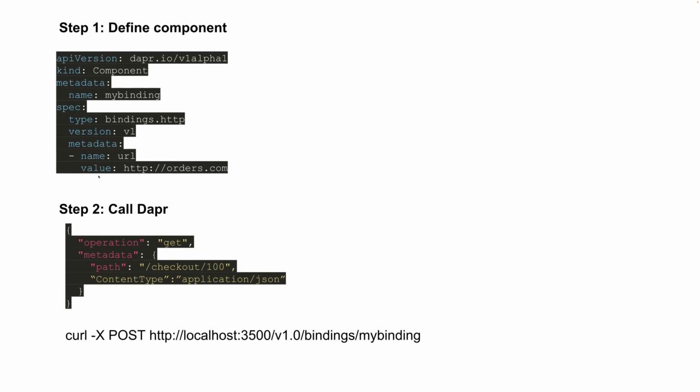So the first piece of the URL, which is the base URL, is being put inside of the value field here in the YAML component. And then if you have a fragmented path, you need to specify that in the metadata section in the path here, which you can see on step two. So for example, if you wanted to call http://checkout/100, you'd need to break this up.